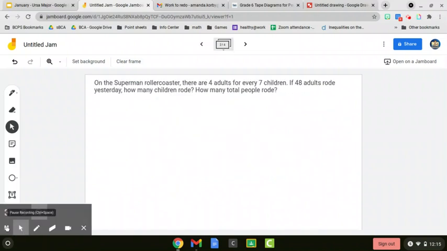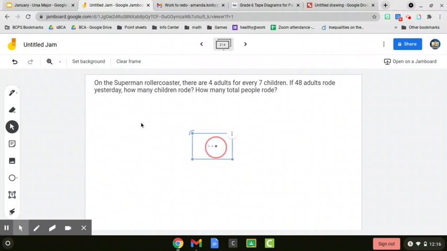For our next problem, on the Superman roller coaster, there are 4 adults for every 7 children. If 48 adults rode yesterday, how many children rode? How many total people rode? So first, I'll make my tape diagram. With 4 adults, I'm going to do 4 rectangles first because 4 adults came first.